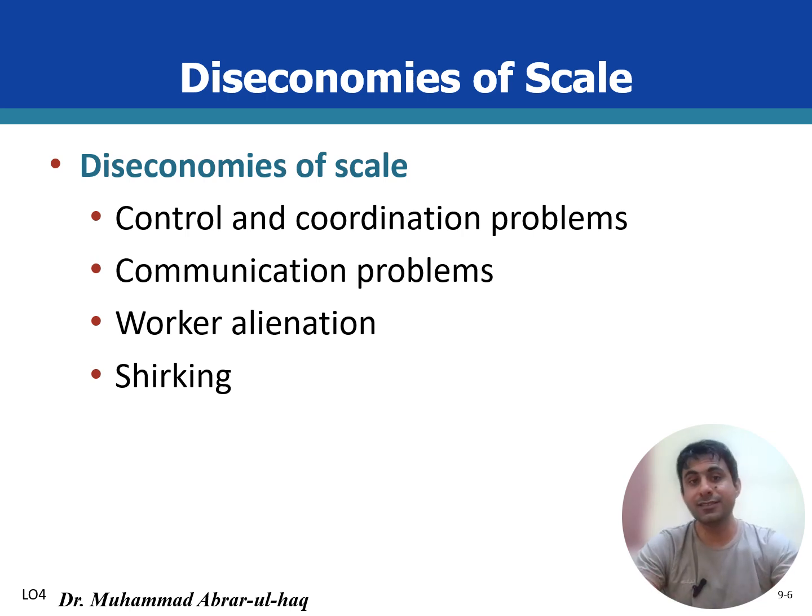So the reasons that diseconomies of scale may occur, the first can be a difficulty in controlling and coordinating large scale operations, maybe a large bureaucracy that leads to communication problems. Workers may feel alienated and therefore may not work efficiently, or shirking or work avoidance may be easier in the larger firm.